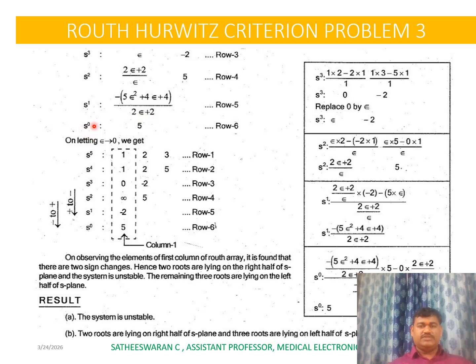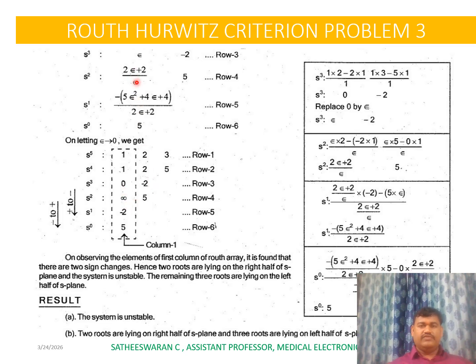Now we have to compute the s power 0 row. So here this element into 5 minus 0 divided by this element, so we will be getting the answer 5. Next we have to replace this epsilon with 0 and rewrite the rows: s power 5 is 1, 2, 3; s power 4 is 1, 2, 5. This epsilon can be written as 0, so 0 and minus 2.